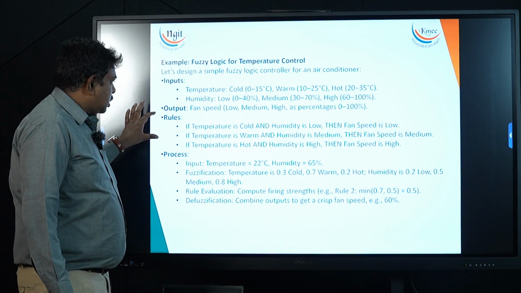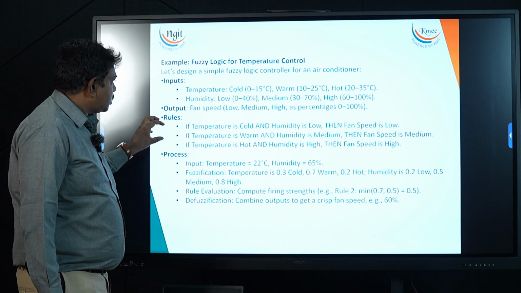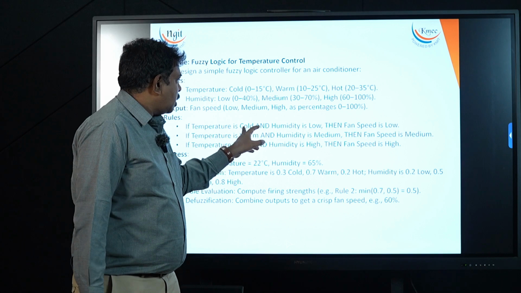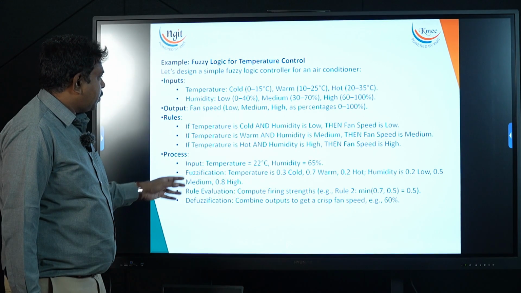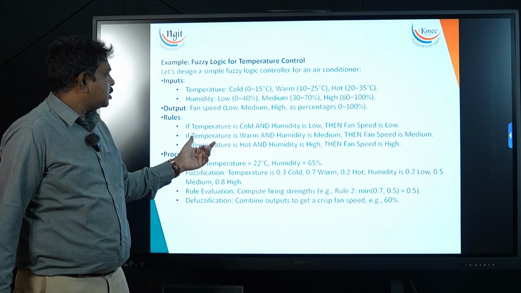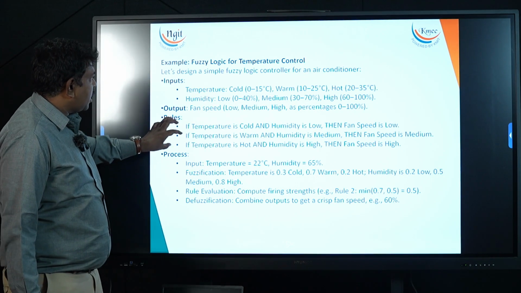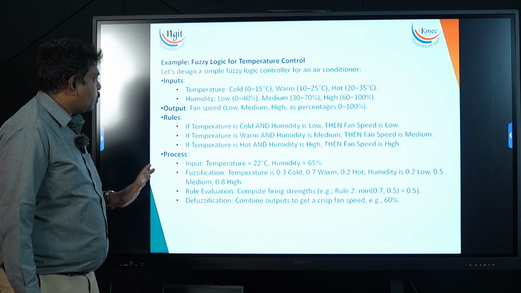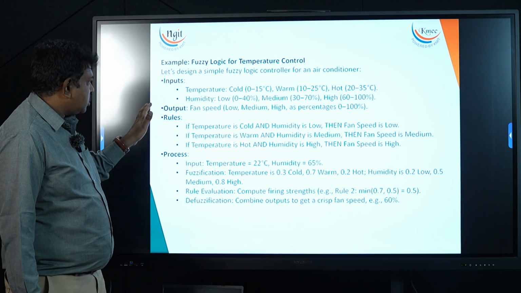So in fuzzy logic, first we design the rules of our AC. Like if temperature is cold and humidity is low, then fan speed is low. If temperature is warm and humidity is medium, then fan speed is medium. If temperature is hot and humidity is high, then fan speed is high. These are the rules I define on my AC, and these are the two inputs, and this is the output of my AC. So now this uses fuzzy logic.